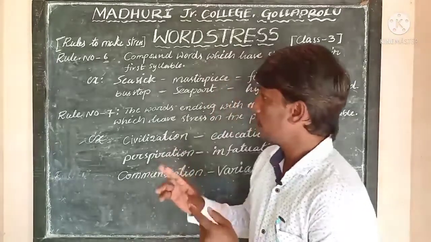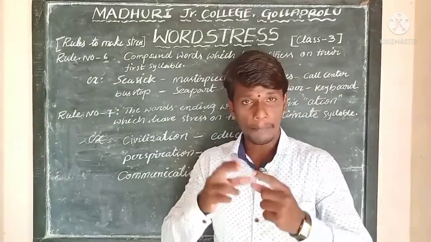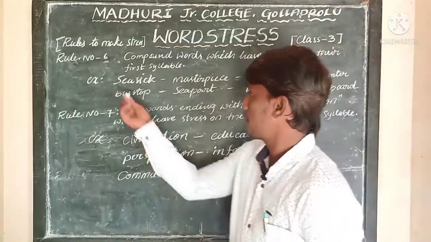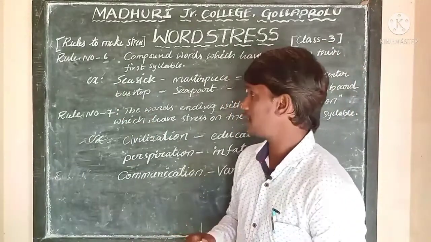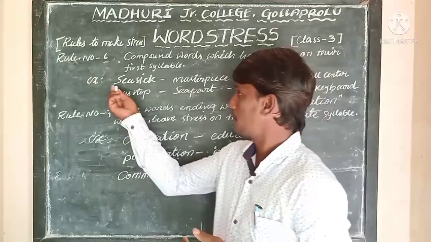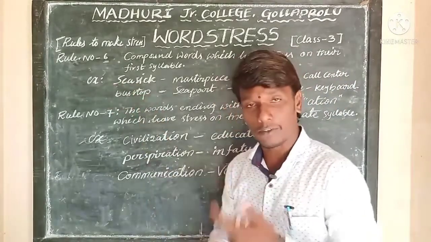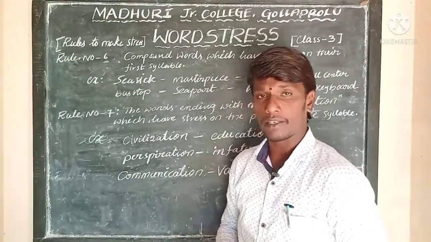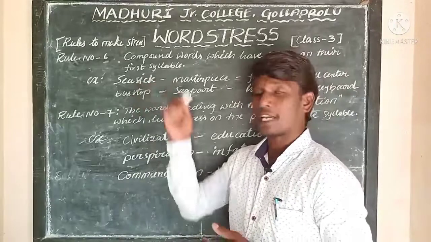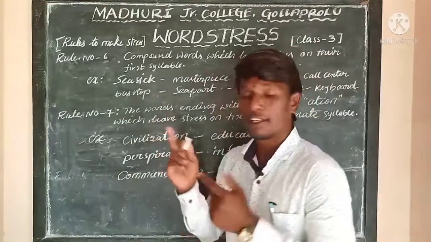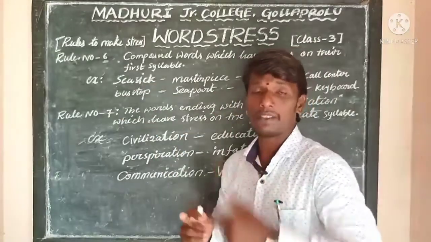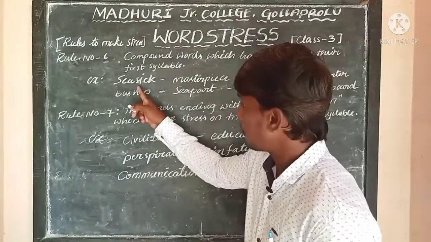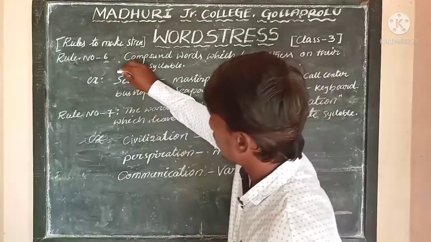Even when you separate these two words, they have individual meanings. For example, seasick is a combination of two words: the first is sea and the second is sick. Sea separately has its own meaning, and at the same time, sick has its own meaning. When you combine the two, they have a separate meaning. Such words are called compound words. Compound words have stress on their first syllable.